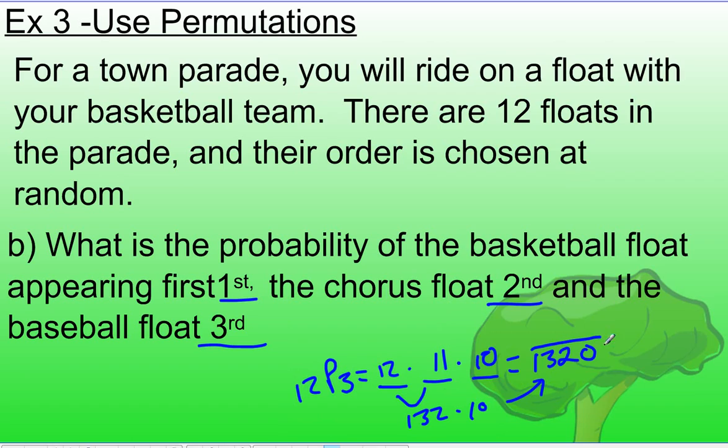Now, out of those 1,320 ways, how many ways does the basketball float come in first, chorus second, and baseball third? Well, only one way. Because if you switch these around, then it's not the correct order. There's only one way that this one comes in first, this one second, and this one third out of those first 3 spots. And that would have to be the order: basketball, chorus, baseball. So the probability is 1 out of 1,320.